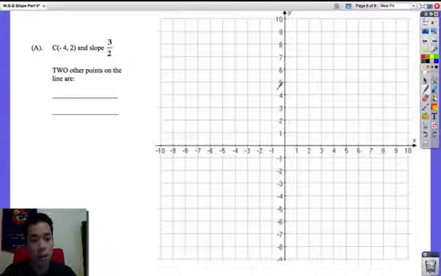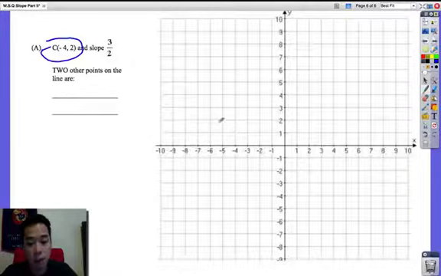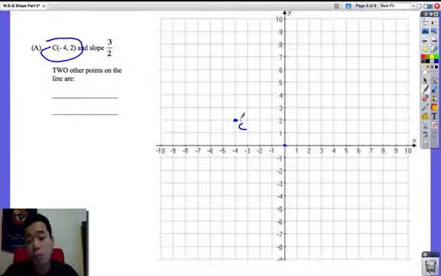Last question. Given point C at -4, 2, and slope 3/2. Find two other points on that line. So first thing I'm going to do is graph -4, 2. So starting at 0, 0. You always start at 0, 0. Go over -4, up 2. There's point C.